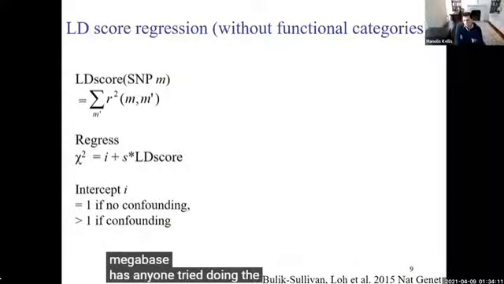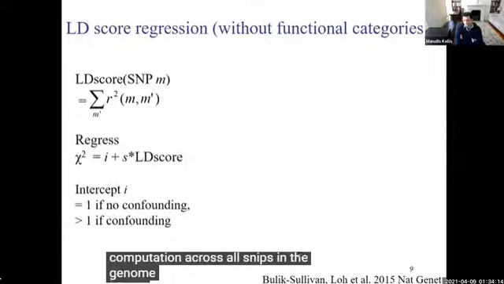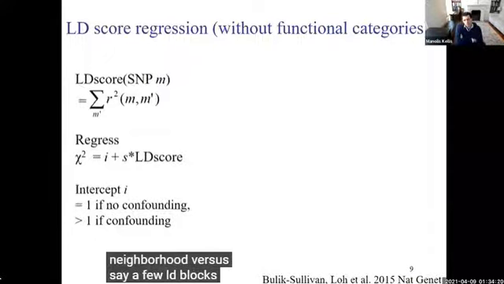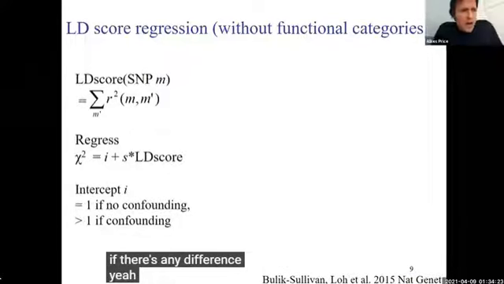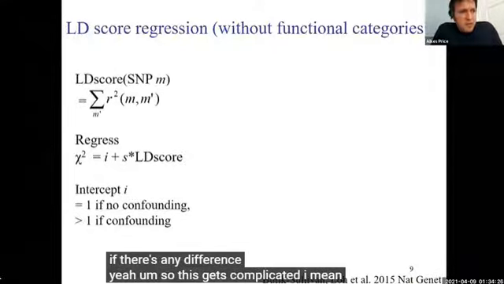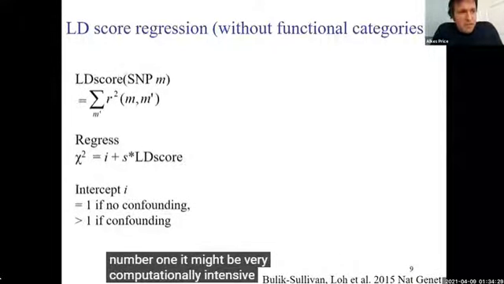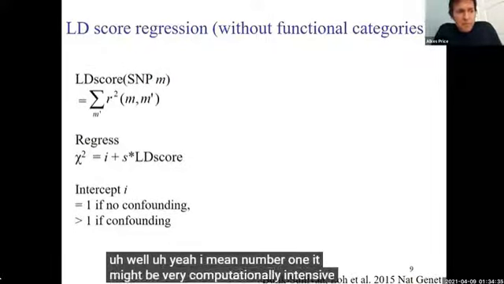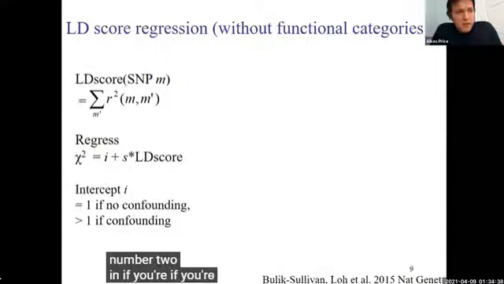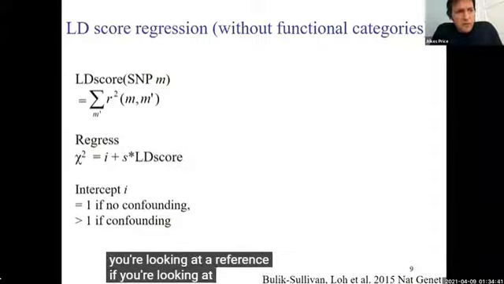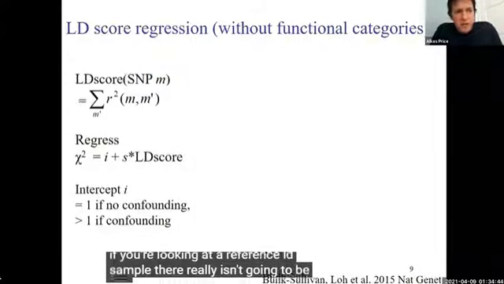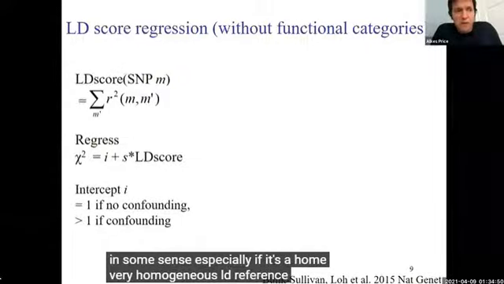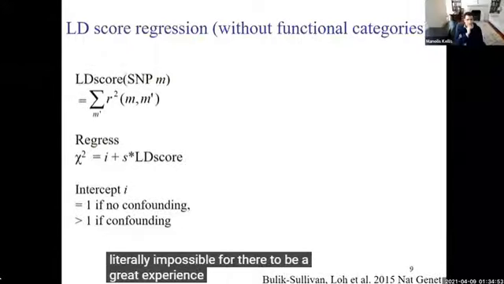Has anyone tried doing the full computation across all SNPs in the genome versus, say, just the 1 megabase neighborhood, or a few LD blocks surrounding, to see if there's any difference? Yeah. So this gets complicated. Number one, it might be very computationally intensive. Number two, if you're looking at a reference LD sample, there really isn't going to be any across-chromosome LD. Especially if it's a very homogeneous LD reference panel, it's literally impossible for there to be cross-chromosome LD. Carry on. Sorry for the distraction.